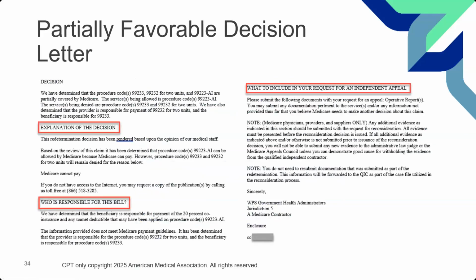And some important information that's included in that decision letter is going to be an explanation of the decision, who is responsible for the bill, and again, what to include for an independent appeal. So in this example, the provider is informed that if they choose to request a second level appeal or a reconsideration, they ask them to submit the operative report. So I just wanted to show you some examples where there could be different information in these fields and in these letters.